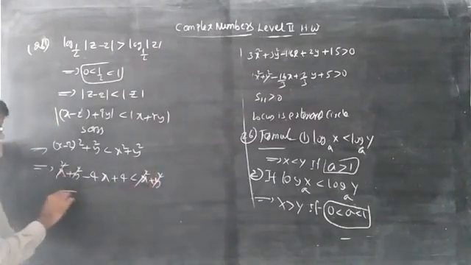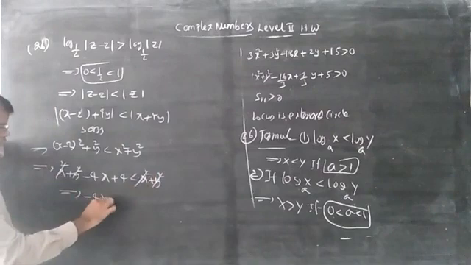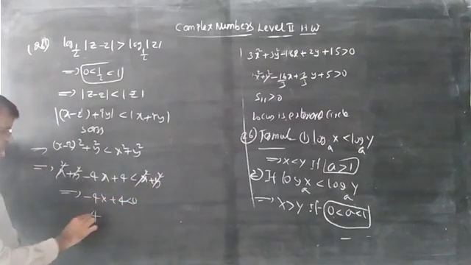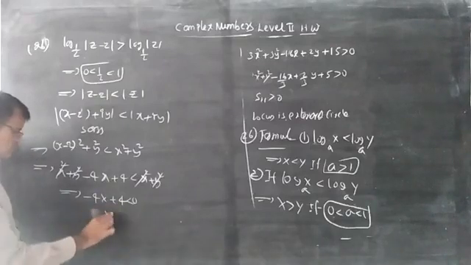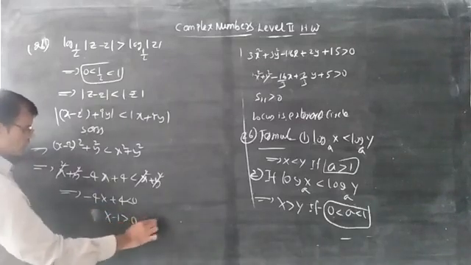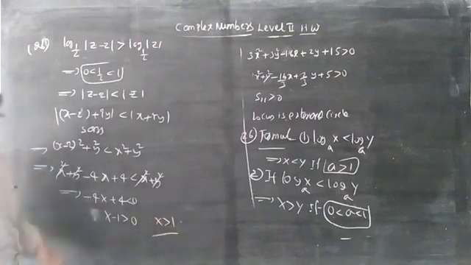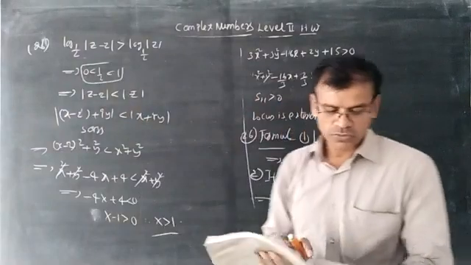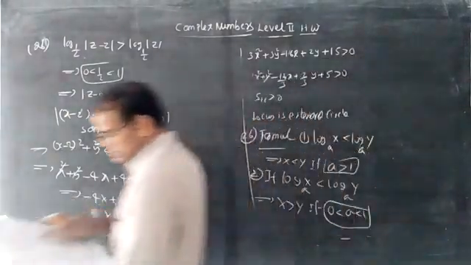These terms will get cancelled. Minus 4x plus 4 is less than 0. If you multiply by minus 1 over 4, it becomes x minus 1 greater than 0. Therefore, the locus is x greater than 1. The locus is x greater than 1. Now, the 27th question.